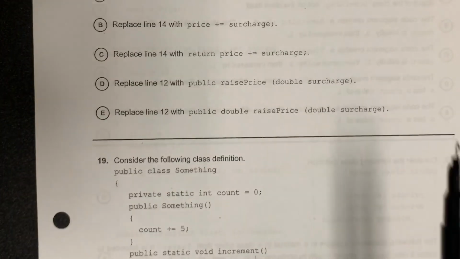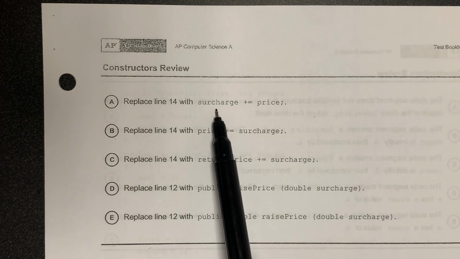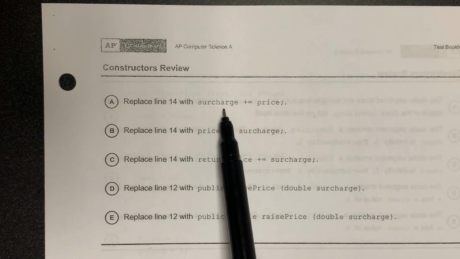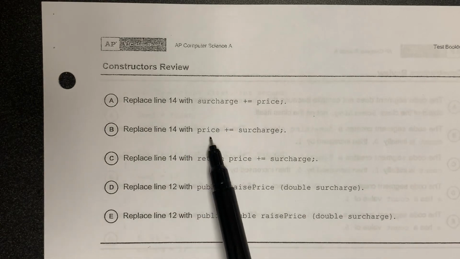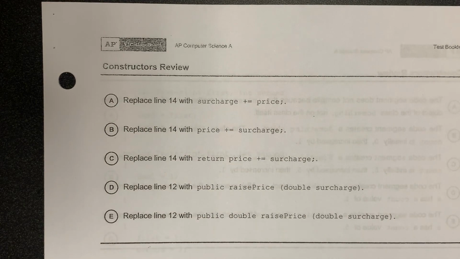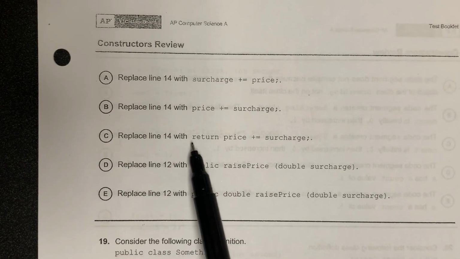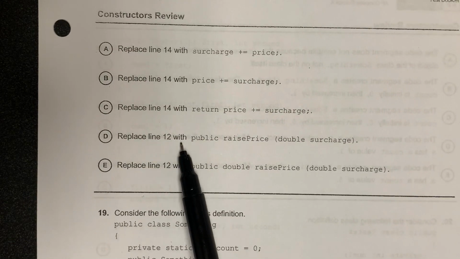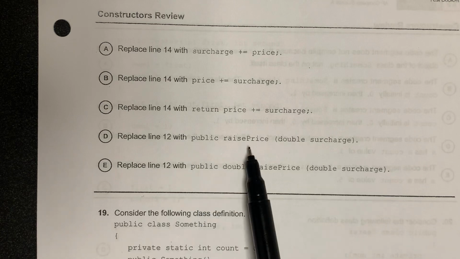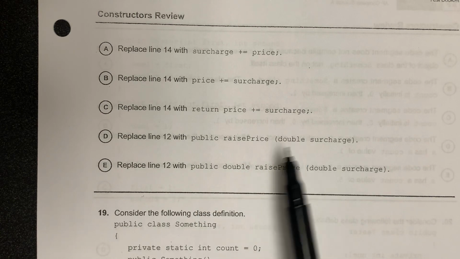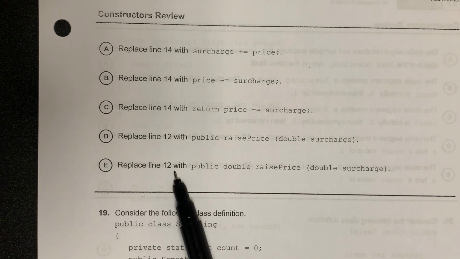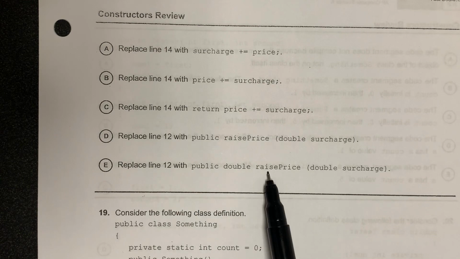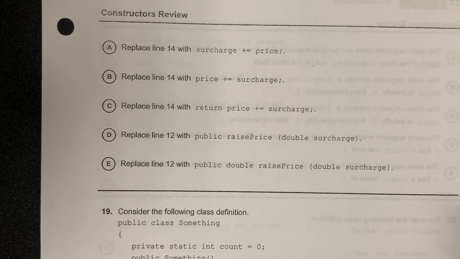So here our answer choices are: replace line 14 with surcharge plus equals price; replace line 14 with price plus equals surcharge; replace line 14 with return price plus equals surcharge; or replace line 12 with public raisePrice double surcharge; or E, replace line 12 with public double raisePrice double surcharge.